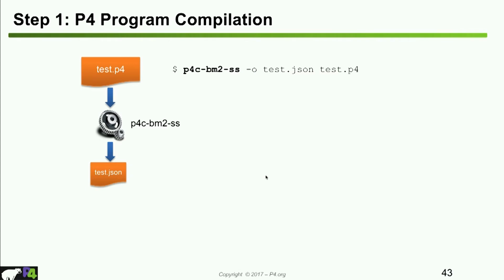To compile the program, you start off with your test.p4, and you compile it and produce your JSON file. This is the command to do that. But this is done in the Makefile, so you don't actually have to do this. I'm just walking through the steps of what the Makefile does.